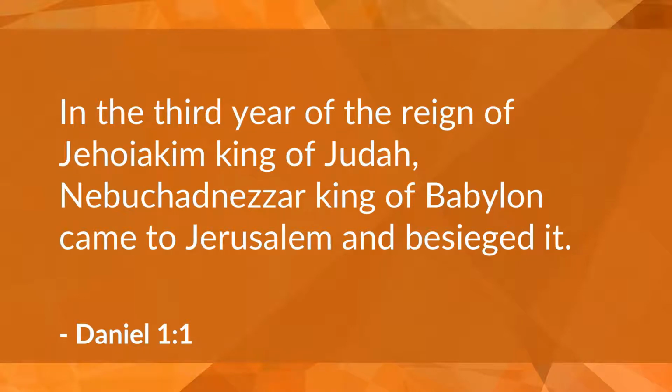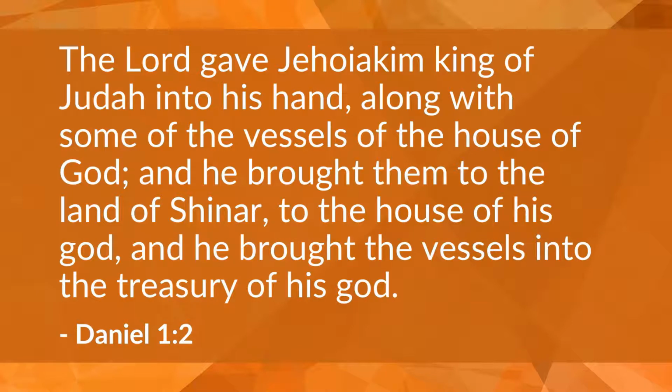In the 3rd year of the reign of Jehoiakim, king of Judah, Nebuchadnezzar, king of Babylon, came to Jerusalem and besieged it. The Lord gave Jehoiakim, king of Judah, into his hand, along with some of the vessels of the house of God, and he brought them to the land of Shinar, to the house of his god, and he brought the vessels into the treasury of his god.